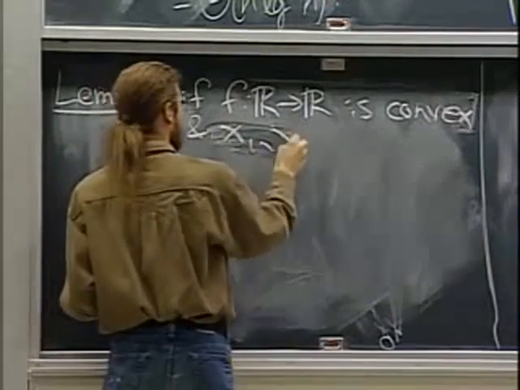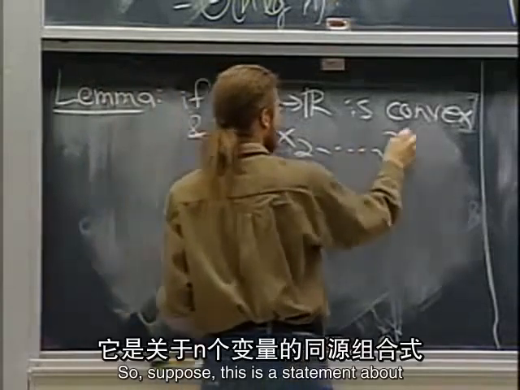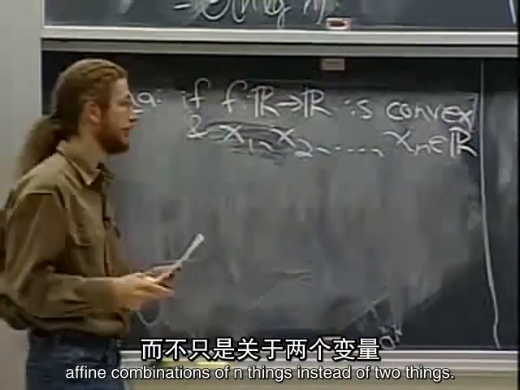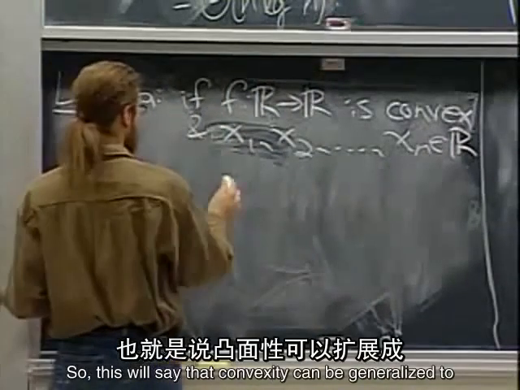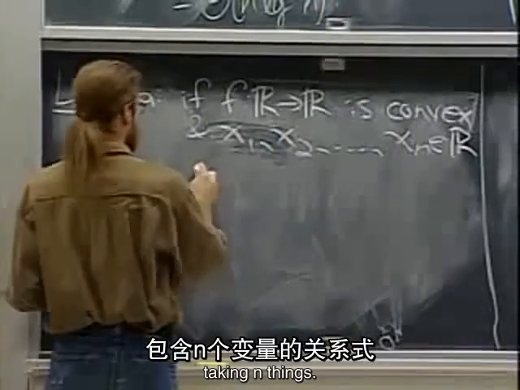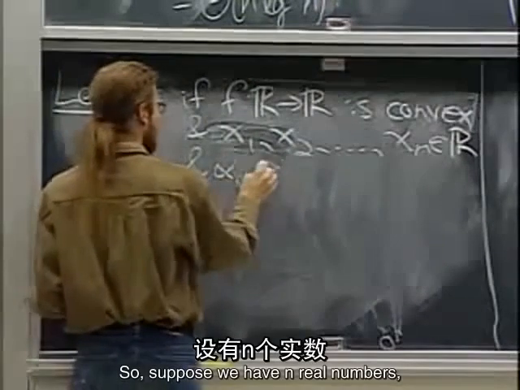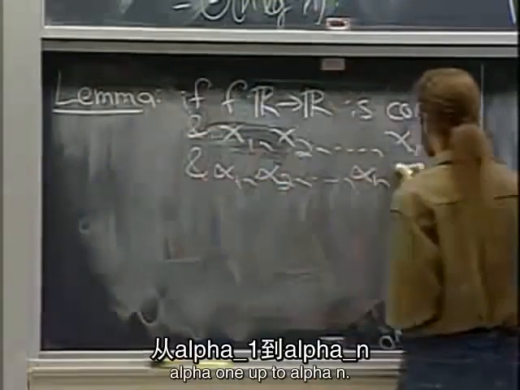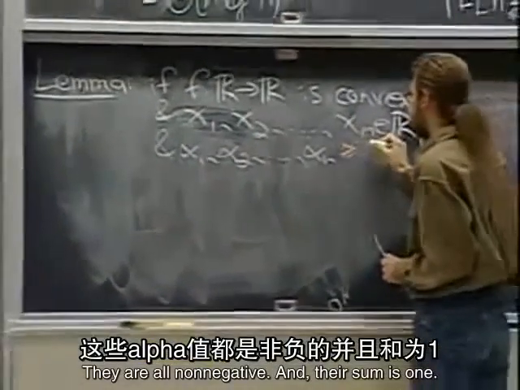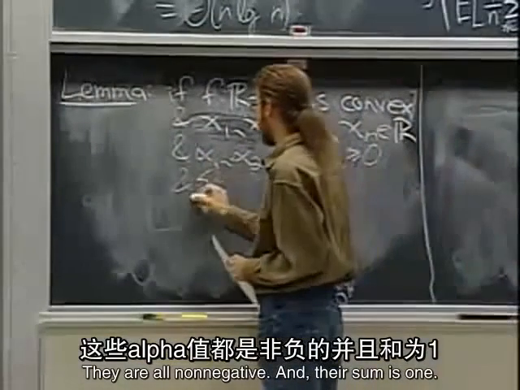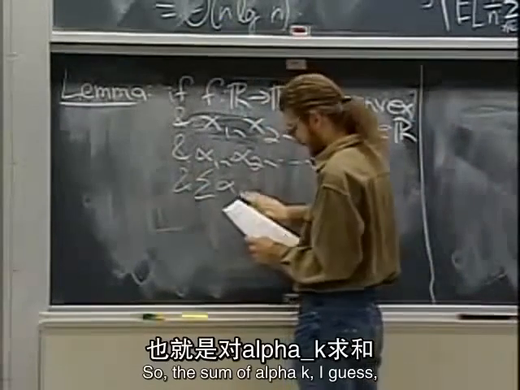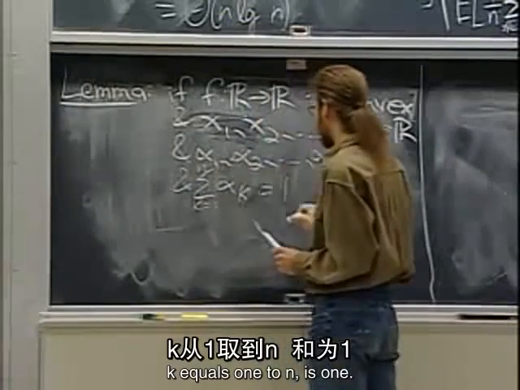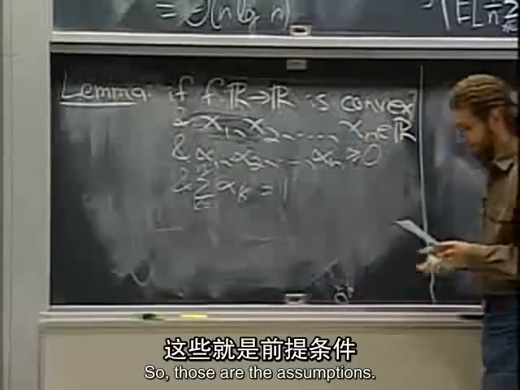Okay, suppose this is a statement about affine combinations of n things instead of 2 things. So this will say that convexity can be generalized to taking n things. Suppose we have n real numbers, and we have n values alpha 1 up to alpha n. They're all non-negative, and their sum is 1. So the sum of alpha k, k equals 1 to n, is 1. So those are the assumptions.